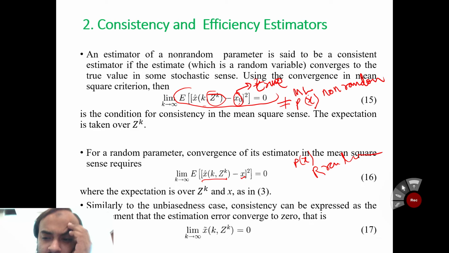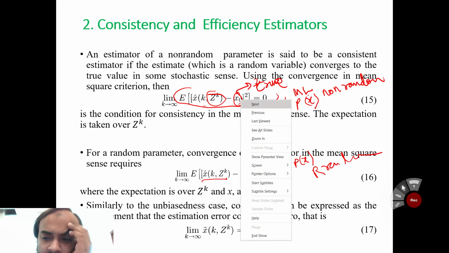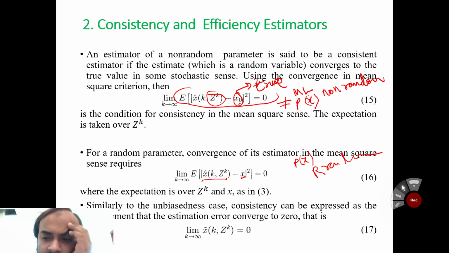So this x and this x are different. Although this x is the true value and this x is also the true value, this x is calculated by the estimator, like the p of x. So the convergence of the estimator in the mean square sense is this one.